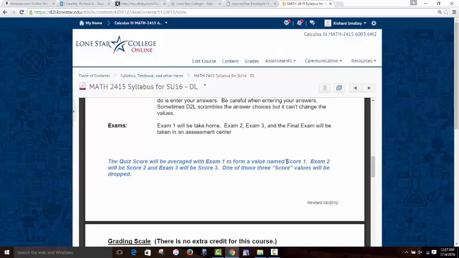That score, then the other exams count as their own individual scores, and the final's mandatory, but one of those first 3 score values would be dropped. So I'll use that 98 as an example of combining exam 1 with the quizzes. Say that was a 98. Let's say you made a 90 on exam 2 and an 80 on exam 3. Then I would drop the 80, and then the final has to count.